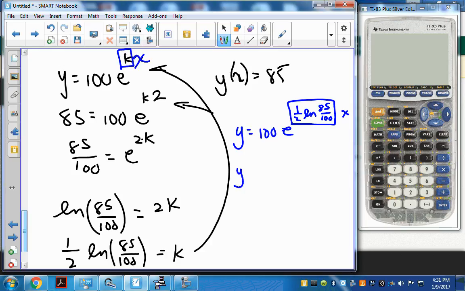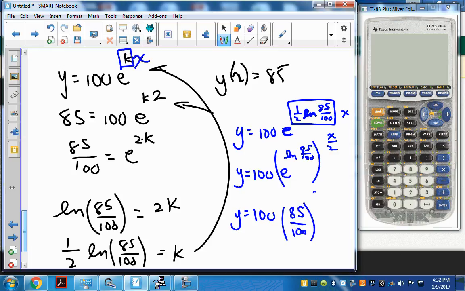I see e as a base and natural log as part of an exponent. So with the 100, I'm going to have e to the natural log of 85 over 100, right? That's going to simplify, and then I have to the x over 2 power. So y is equal to 100 times 85 over 100, and the exponent is now x over 2. Okay, and that would be the solution to this decay problem.